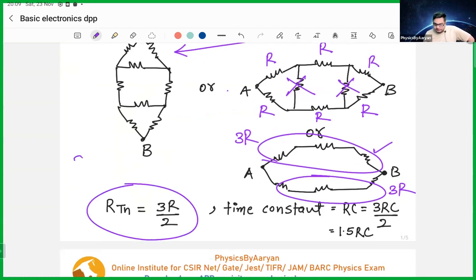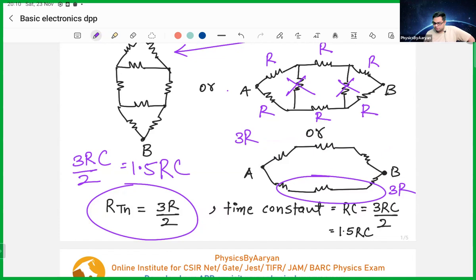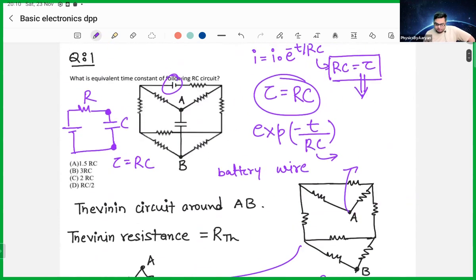You need the resistance between point A and B. So between point A and B, the final resistance is 3R by 2. If you multiply by C, you will get the time constant. So basically it is 1.5 RC. That is your final answer. So 1.5 RC is your final answer.